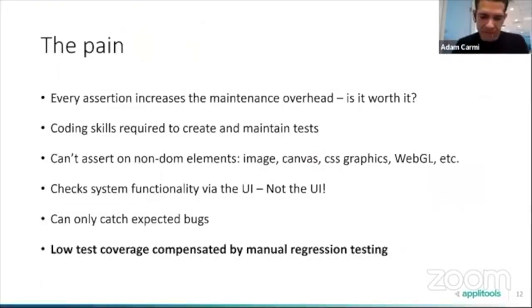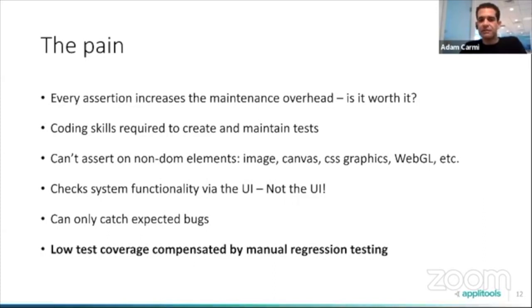So the reality of automating UI tests, it's very painful. I'm sure that it's not a big surprise to you guys. Every assertion you need to write increases the maintenance overhead, and teams start asking themselves if it's even worth it. Perhaps it's something that is low risk. Perhaps it's better to check it manually. You cannot really automate everything.